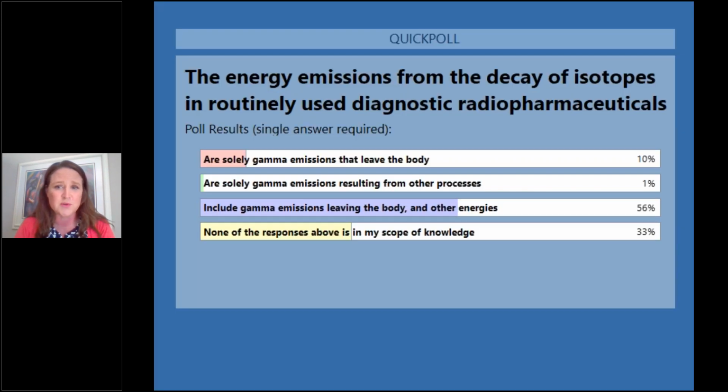Ted, do you want to bring up the last polling results quick? We can just run through those. So when we talked about that, 56% answered the gamma emissions leave the body and other energies. So just to give you an idea of that. And then we're going to bring up our fourth polling question here.